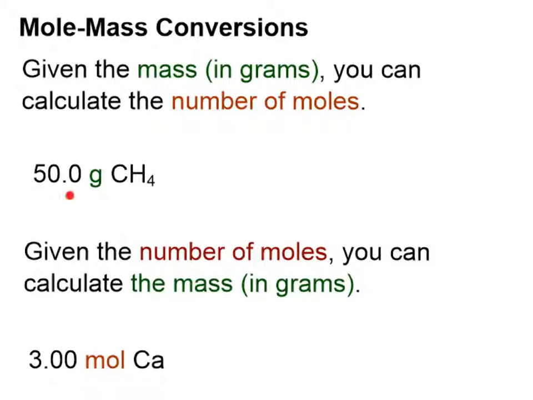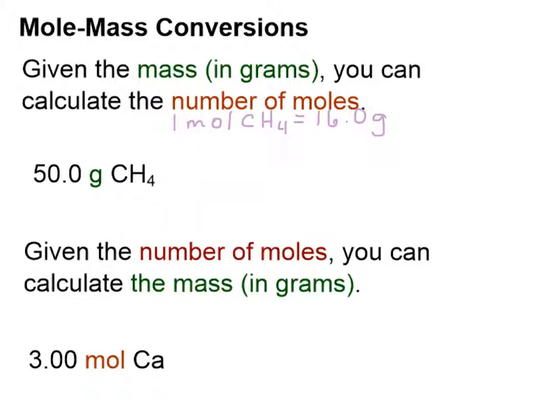I'm going to multiply 50 grams of methane by a conversion factor. And this conversion factor, remember, is equal to the number 1. The number in the numerator is going to be equal to the number in the denominator. And I know something about methane. I know the molar mass.